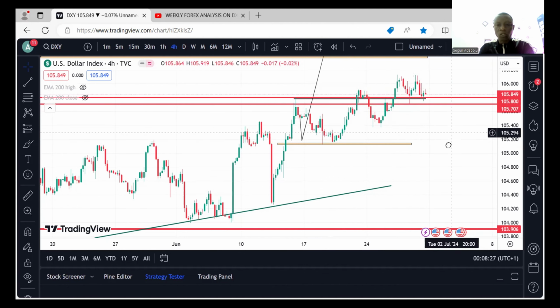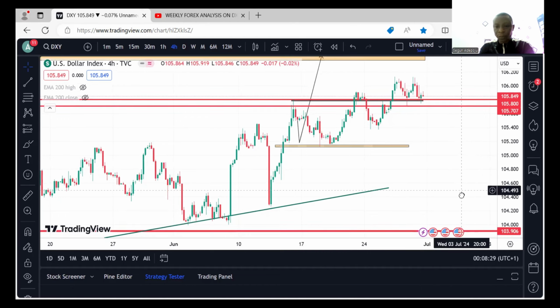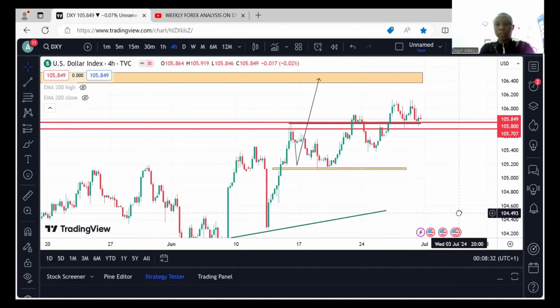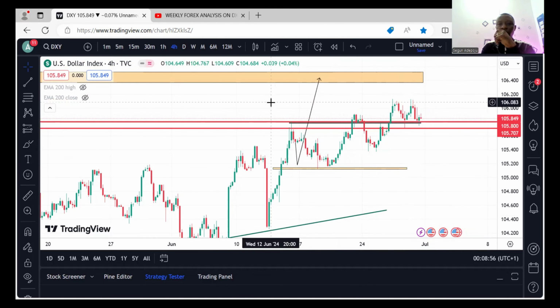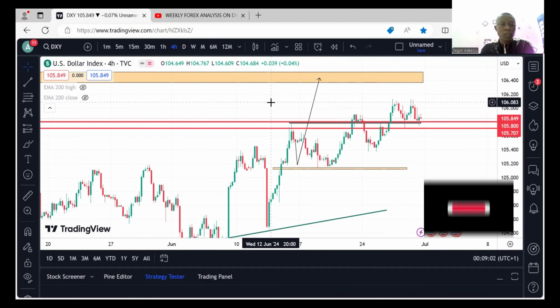So the prediction for last week was intact because I predicted this place. Presently, the market is around this place, so we have moved almost, let's say, 90% accuracy. Today I want to do analysis, and I'm going to start with the dollar index.